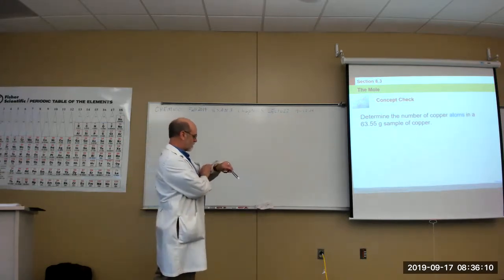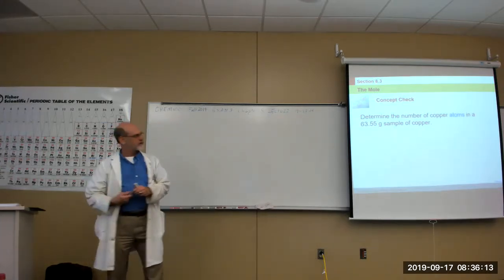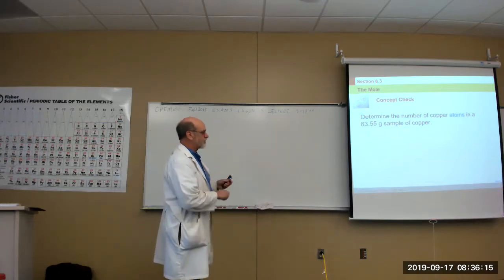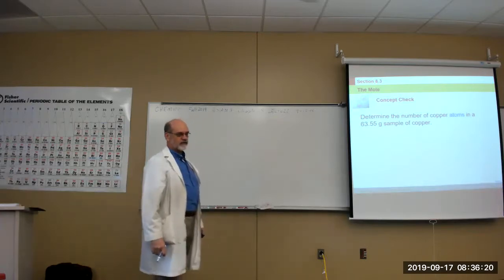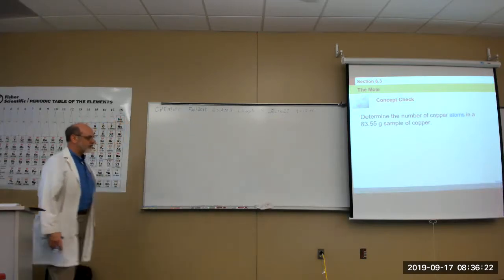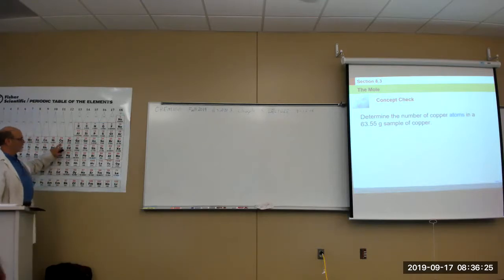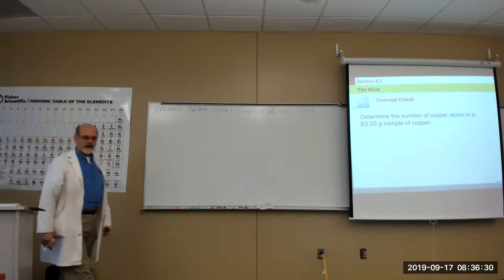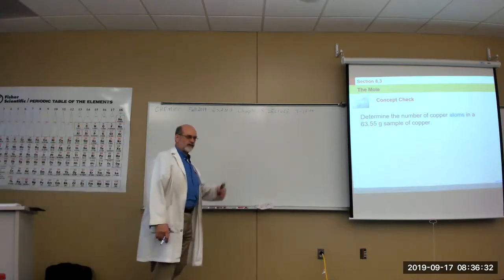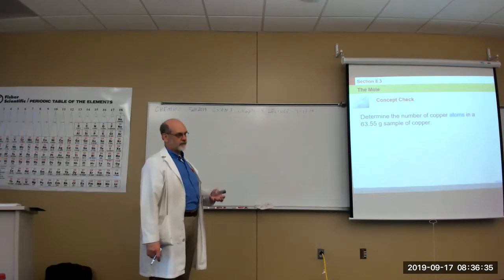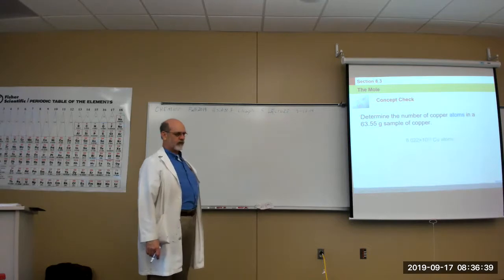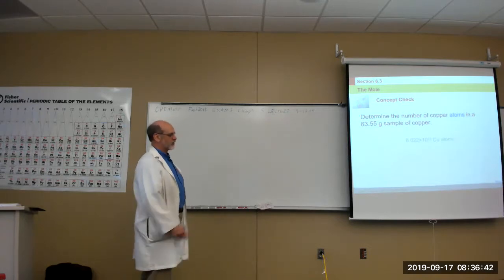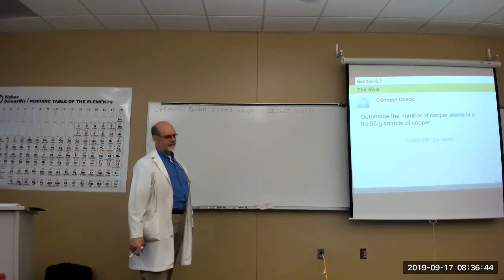Okay, how about determine the number of copper atoms in a 63.55 gram sample of copper. We actually don't have to do that conversion because if you look, 63.55 grams is the molar mass of copper. So the number of atoms you have is 1 mole, or 6.022 times 10 to the 23rd atoms. Kind of a trick question. Just see if you were listening and watching on previous slides.